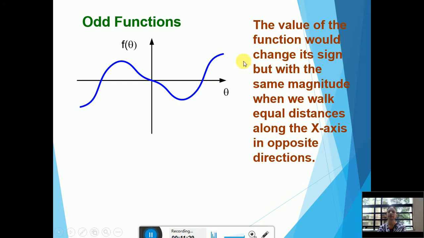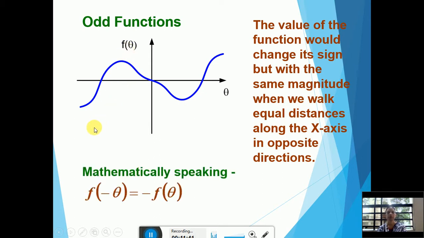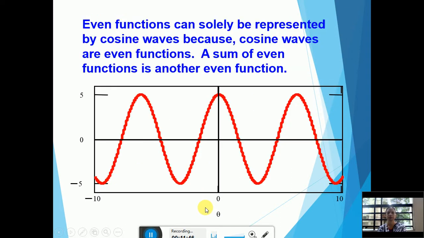Odd function: the value of the function will change its sign, with the same magnitude but opposite in sign. So here let us say that this is 5 degrees, the negative maximum, and at minus 5 degrees it is the positive maximum. So by definition, if f of minus theta is minus f of theta, then it is an odd function.